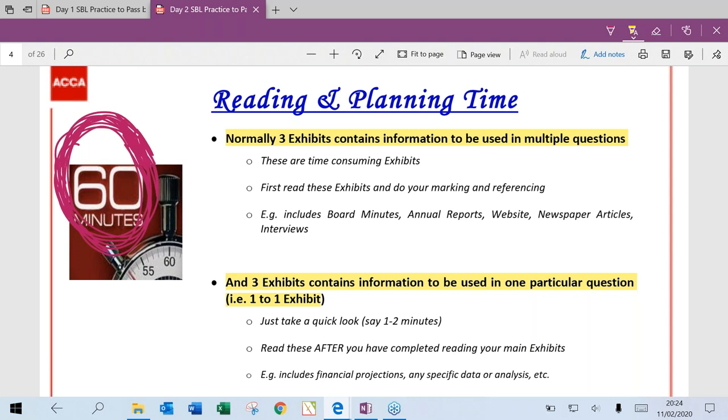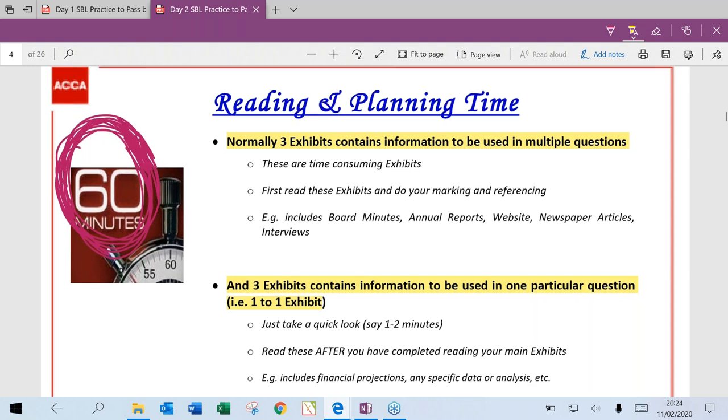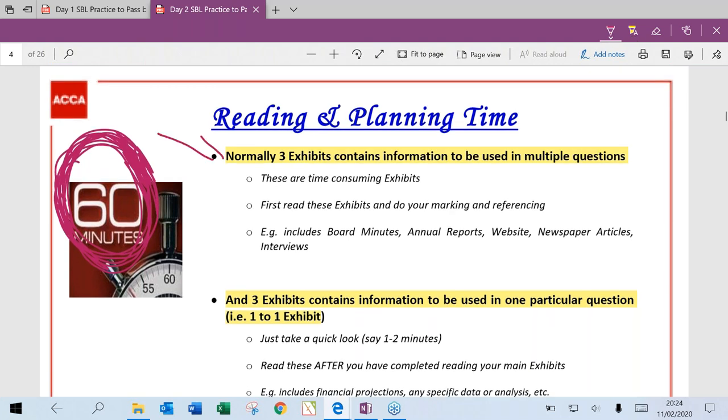So I want you to focus more on these exhibits. I want you to spend the first read on those exhibits which are multi-question exhibits. And once you have read all the multi-question exhibits, which is normally 3, then you come to those exhibits which are 1-to-1.